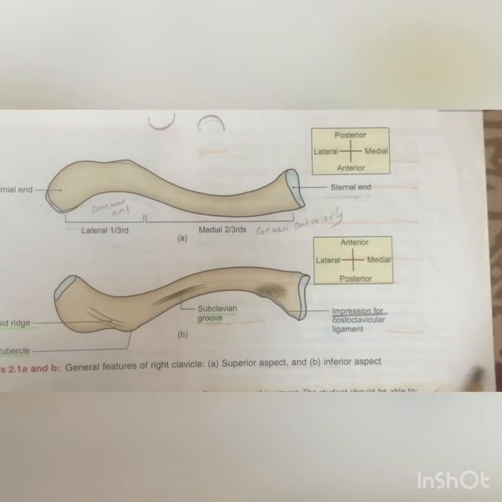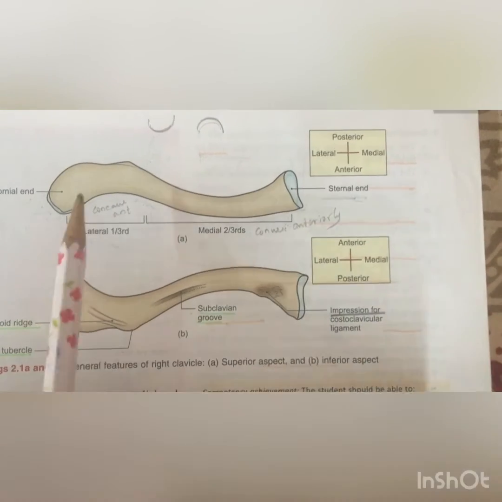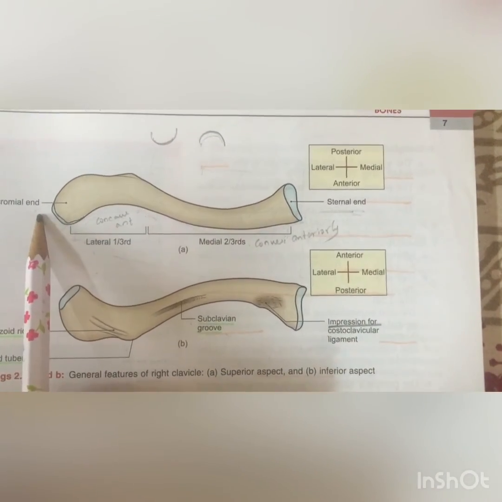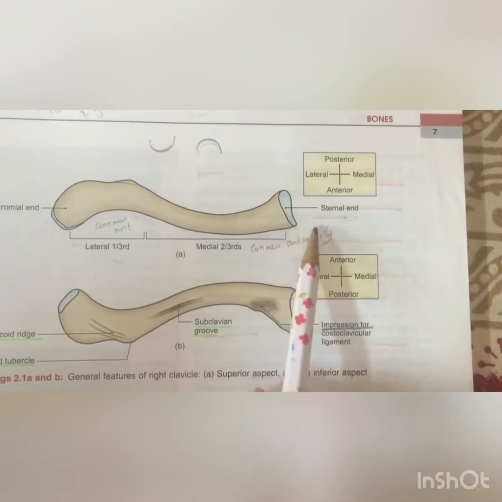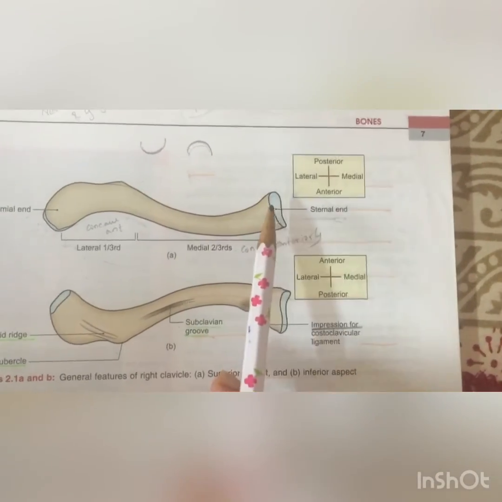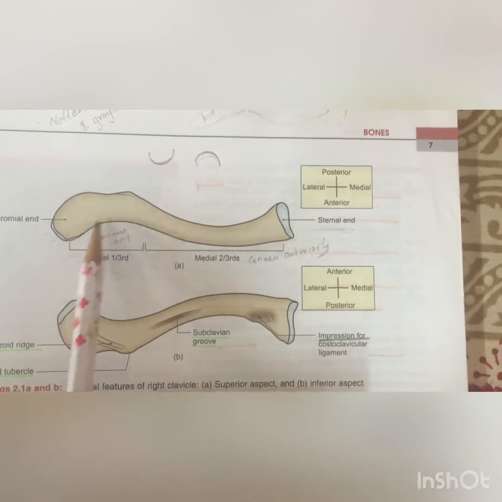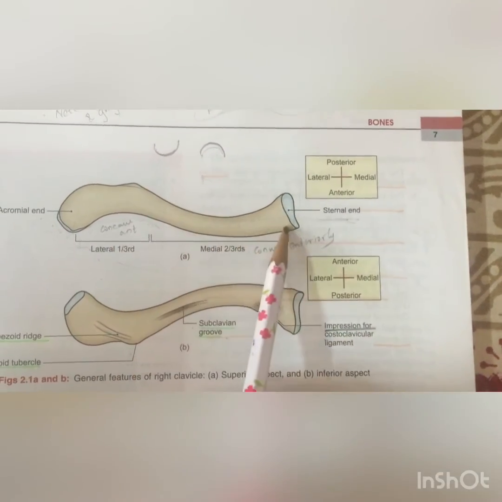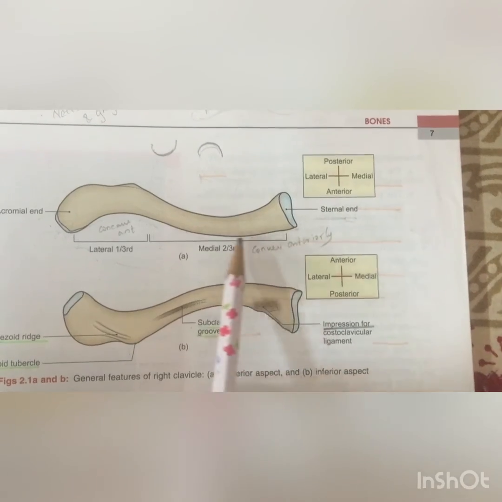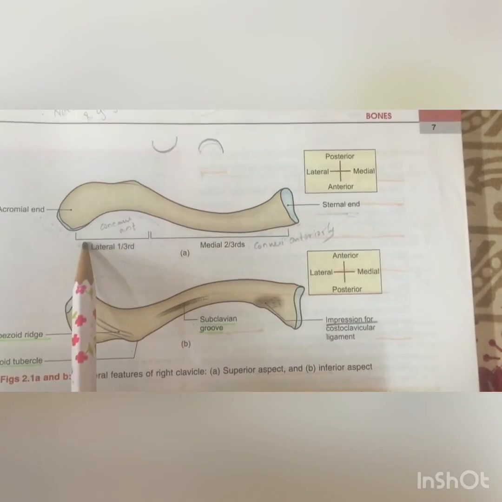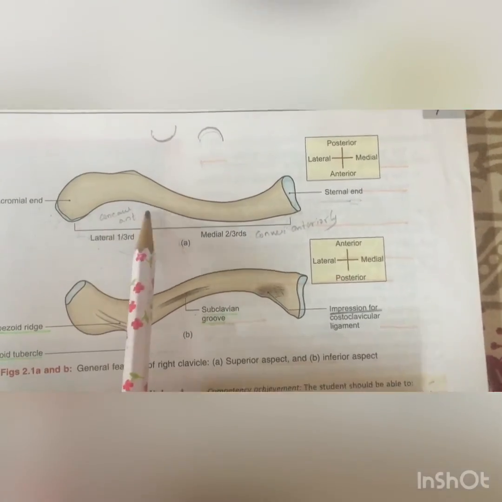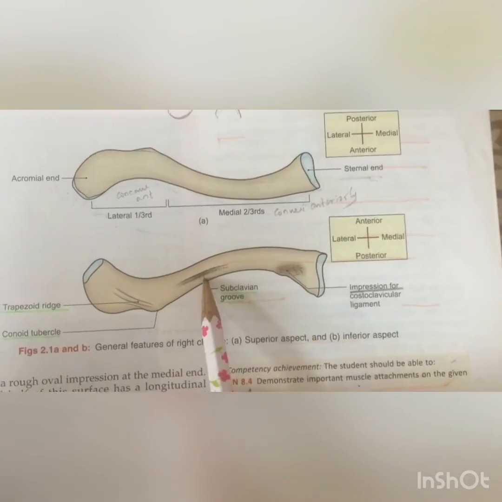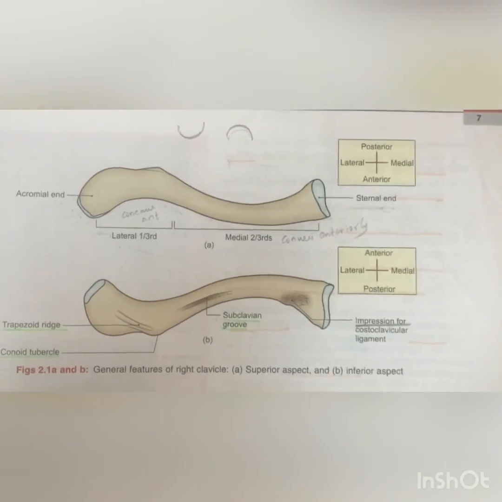So that's it. First we need to find both ends: the flat end is called the lateral end, and the quadrilateral or large end is called the medial end. Then about the anterior and posterior part: in the medial two-thirds it's convex forward and in the lateral one-third it's concave forward. And in the inferior surface there is a groove. So that's all for the side determination.